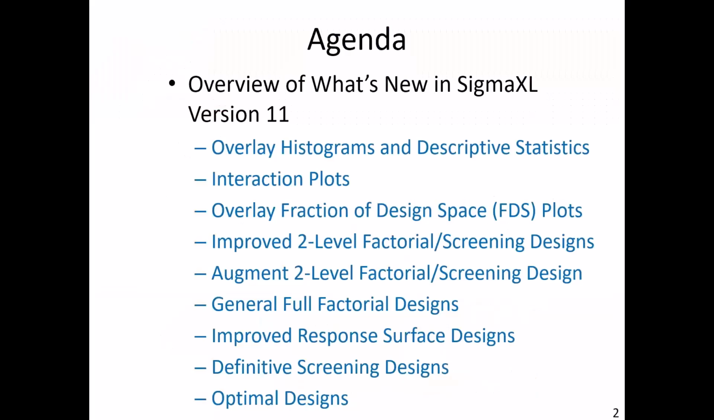And here is our agenda. First, we'll do an overview of what's new in SigmaXL version 11, which includes overlay histograms, interaction plots, standalone interaction plots, the fraction of design space plots, improved two-level factorial screening designs, augment two-level factorial screening designs, general full factorial designs, improved response surface designs, definitive screening designs, and optimal designs. So that'll just be a quick overview.